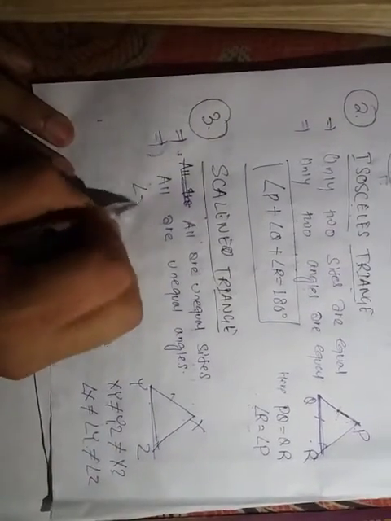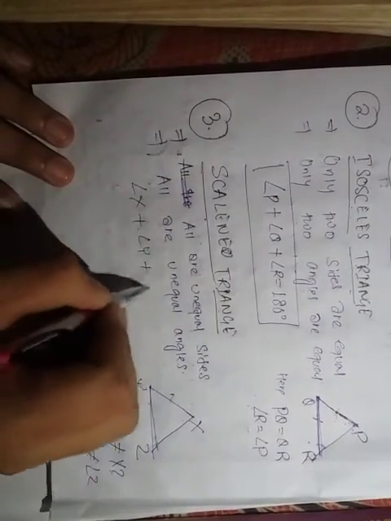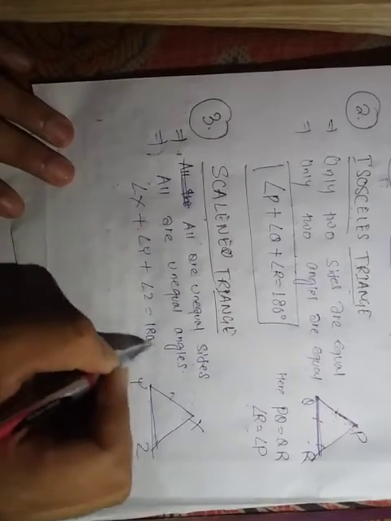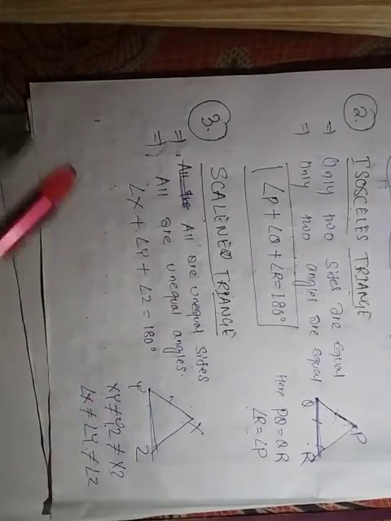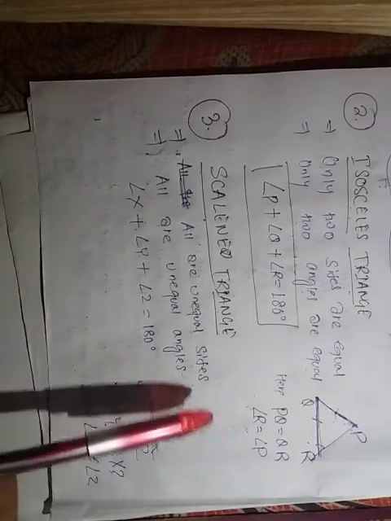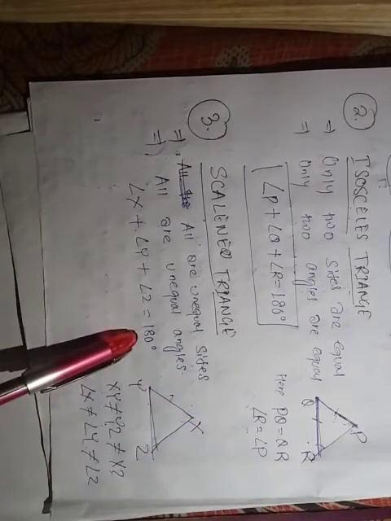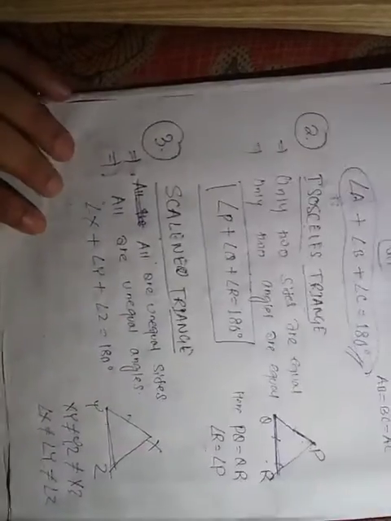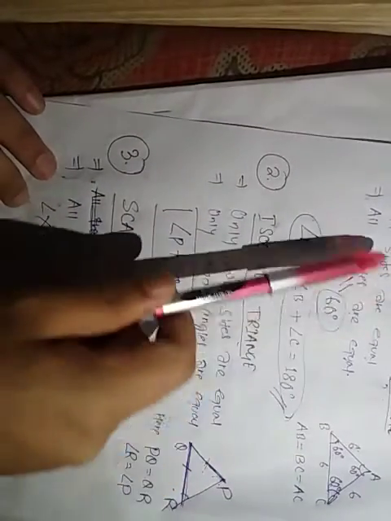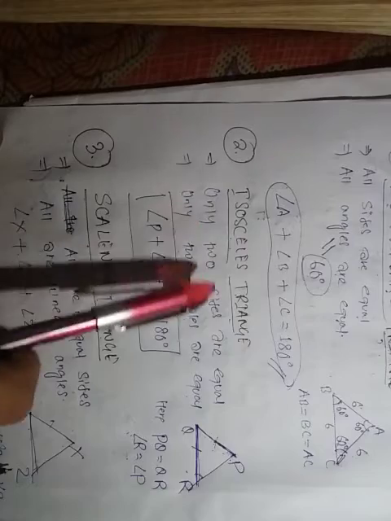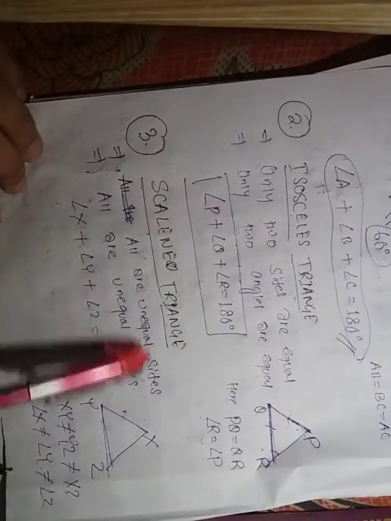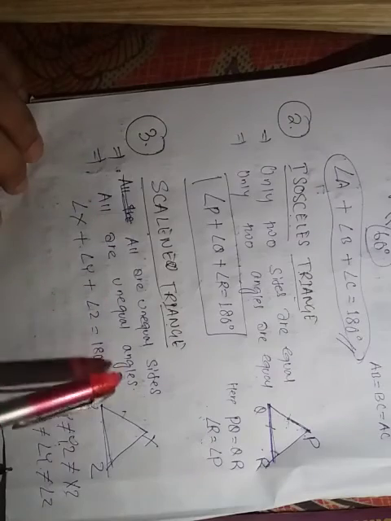But here also angle X plus angle Y plus angle Z is equal to 180 degrees. In all triangles the sum of the three angles will always be equal to 180 degrees. Now see here, in equilateral triangles all sides are equal, all angles are equal. In isosceles triangles only two sides are equal and only two angles are equal, and in the scalene triangle all sides are unequal and all angles are unequal.